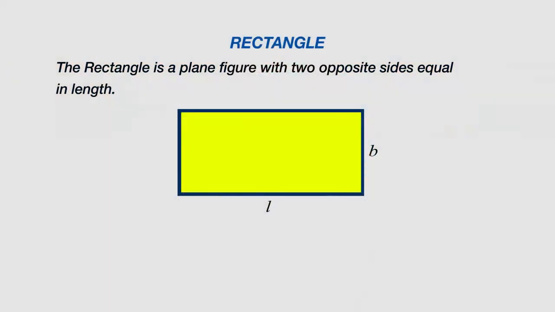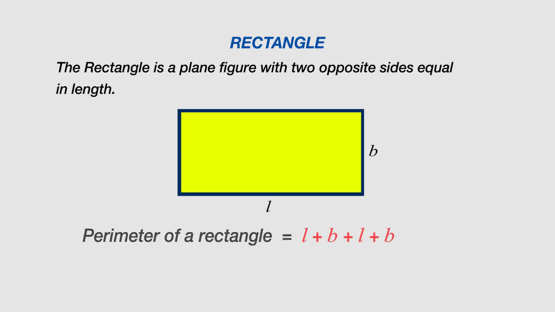So let's look at the rectangle. The rectangle is also a plane figure with two opposite sides that are equal in length. And so the perimeter of the rectangle is given by L plus B plus L plus B. And that gives us 2L plus 2B. Or sometimes we write that as 2 into brackets L plus B.